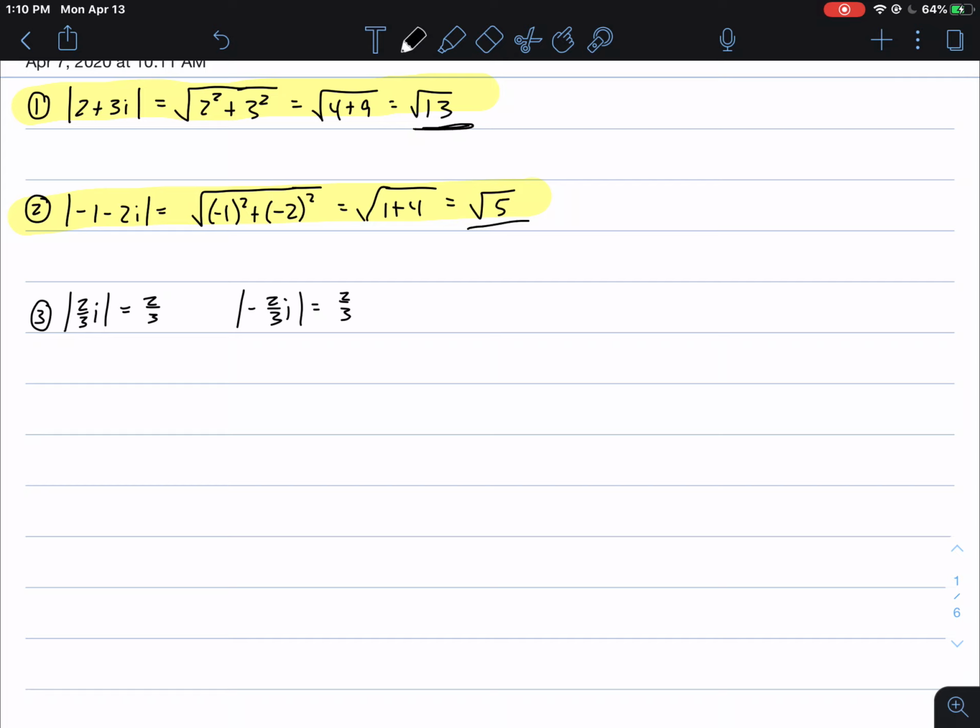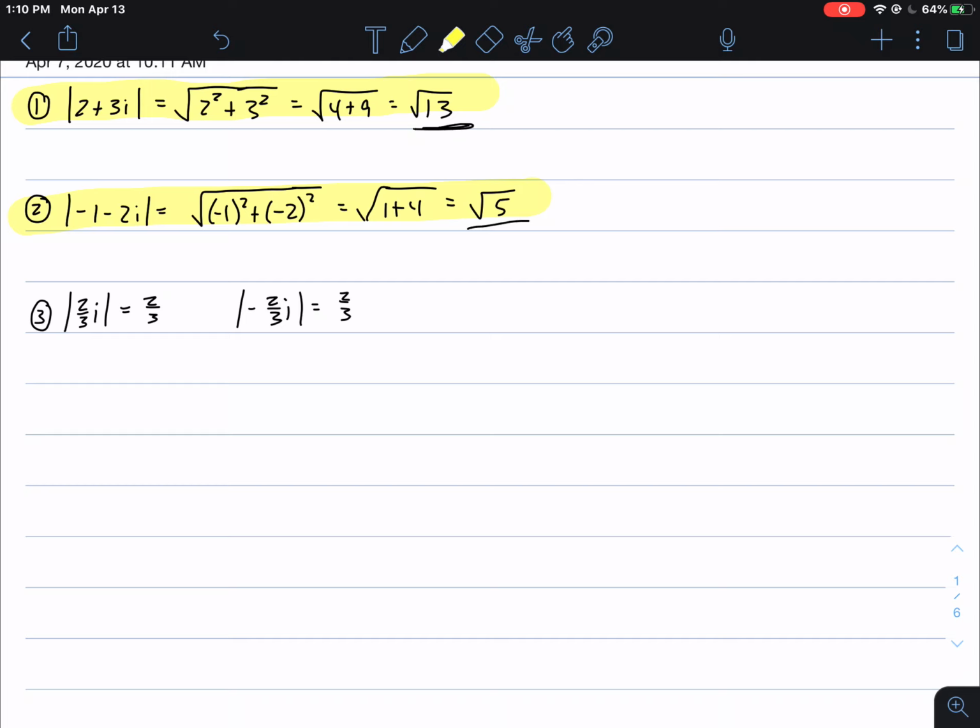Okay? Now, remember, absolute value is always a positive value for the same reason that it is with real numbers, right? Because it's always measuring a distance, in this case, distance from the origin of the point a plus bi, or the number a plus bi. So it's always going to be a positive value.